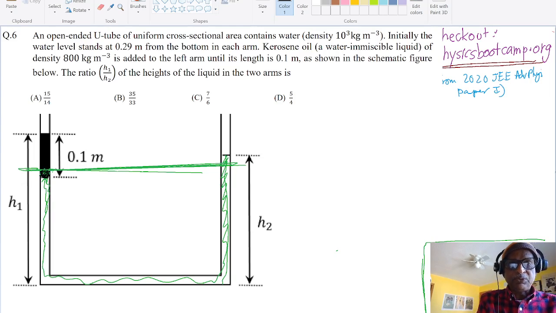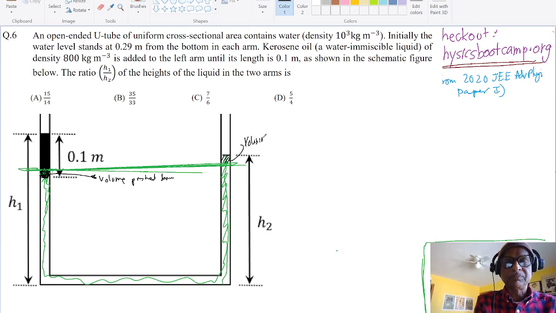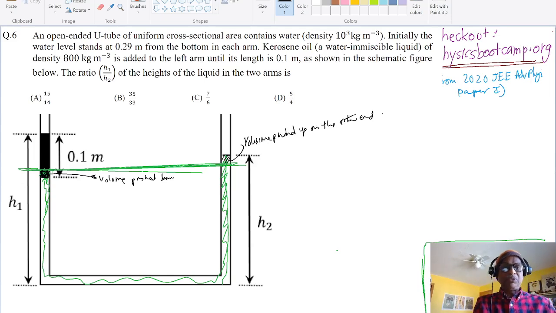So a volume pushed down here must equal the volume pushed up on the other end, right? The fluid is not going to go anywhere. This volume of the green must be equal to this volume of the black.